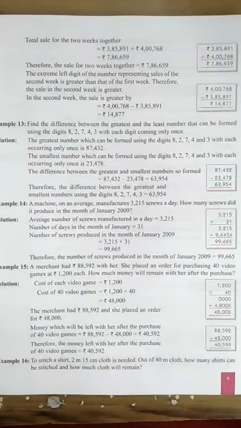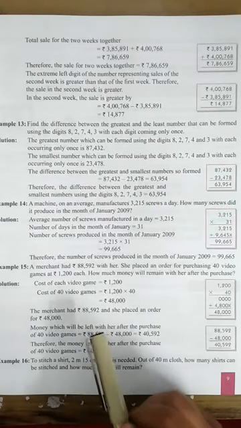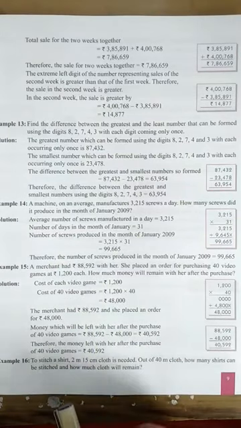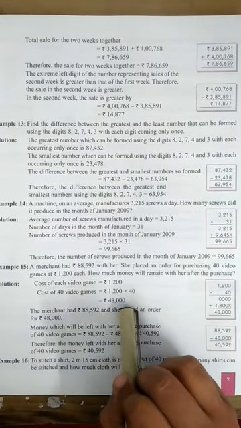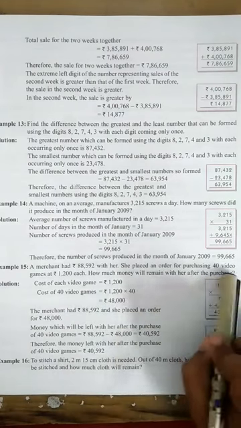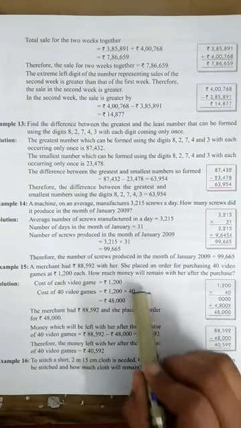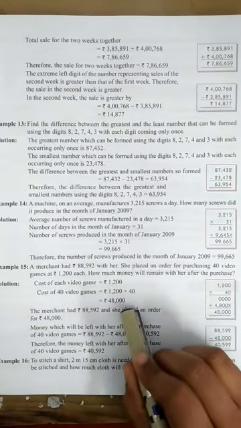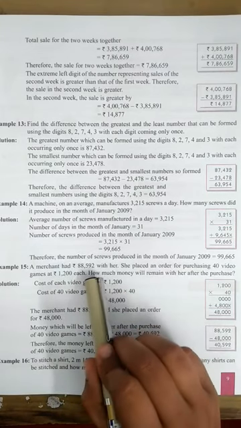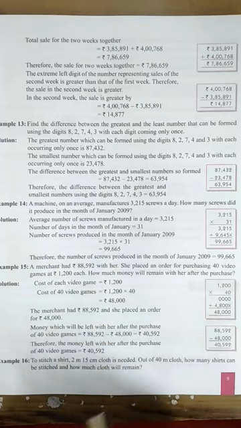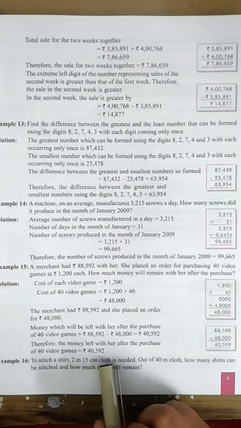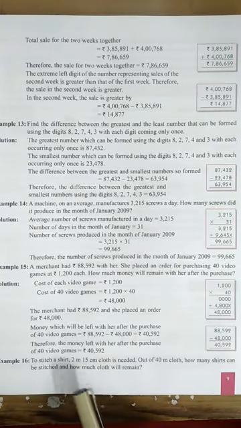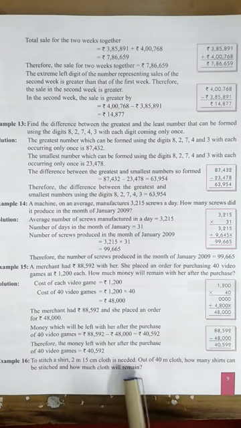Now, how much money did the merchant have? The merchant had 88,592, and she spent 48,000 to purchase 40 video games. Now, how much money will remain? What will we do? We subtract 48,000 from 88,592. And the answer is 40,592.